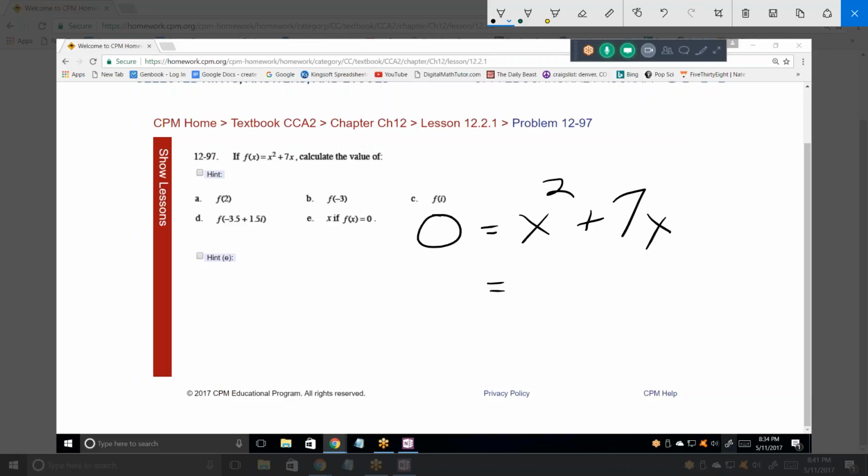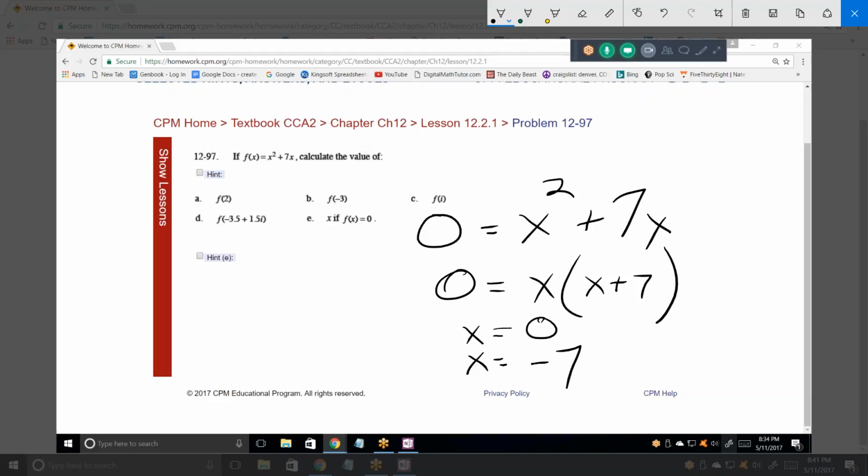Always be thinking factoring. When you are looking at a quadratic, be thinking factoring. What can I factor out of that? Nothing. X. Leaving x plus 7. Now it basically solves itself. What are my solutions? 0 and negative 7.